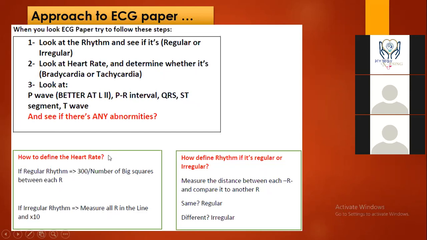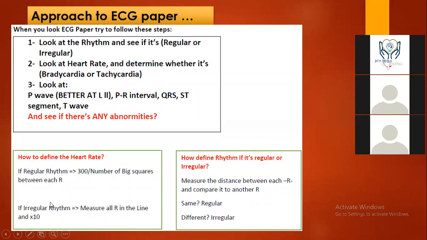Okay, how to define the heart rate? First of all, you must know how to define the heart rate and how to define the rhythm. For heart rate, you must count the big squares between each R, and divide 300 by the number of big squares. This is in case of regular rhythm. How about if it's irregular rhythm? If it's irregular, you count all R's in the ECG paper and multiply them by 10. This is for the heart rate.